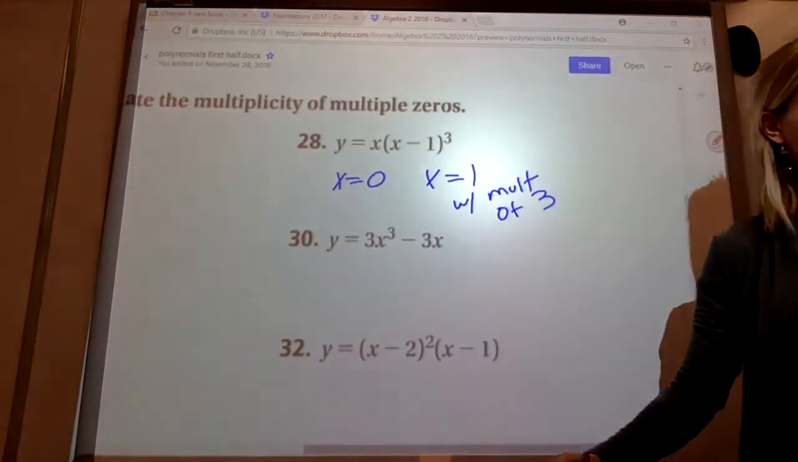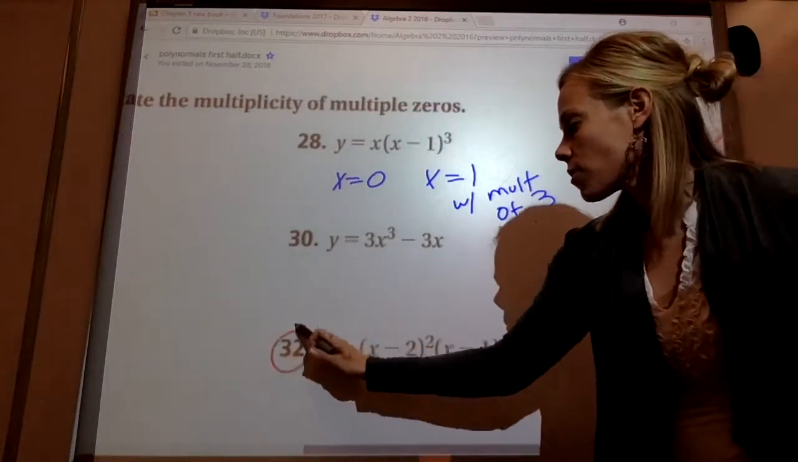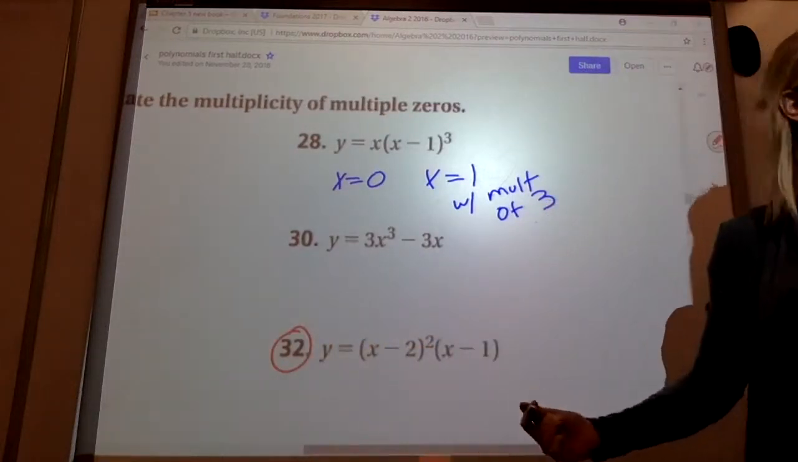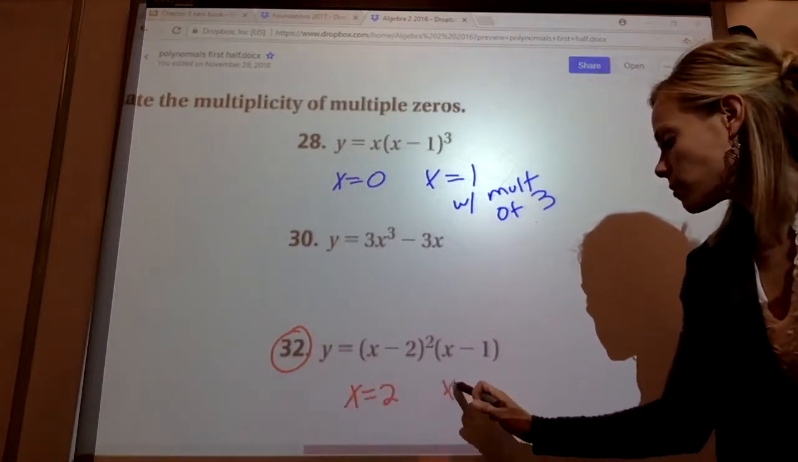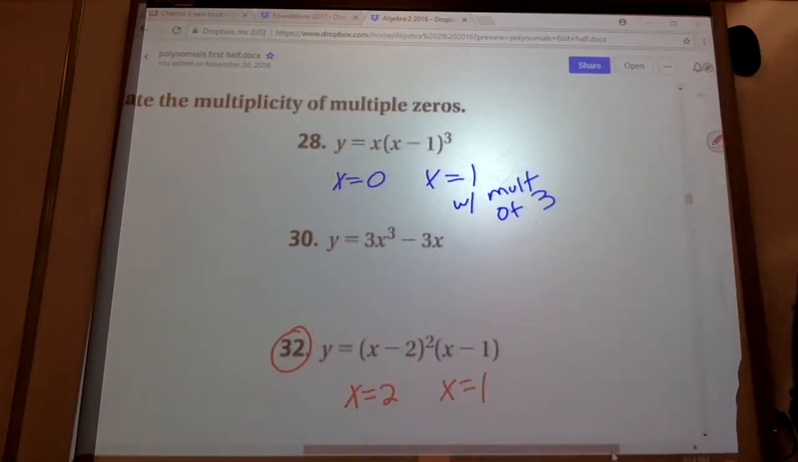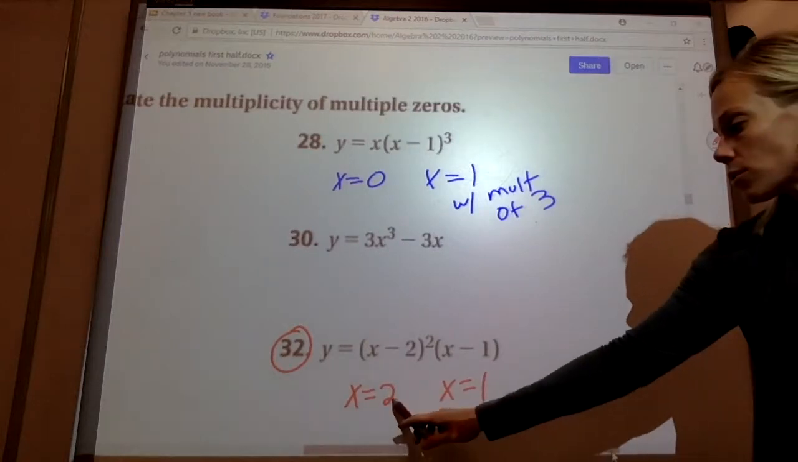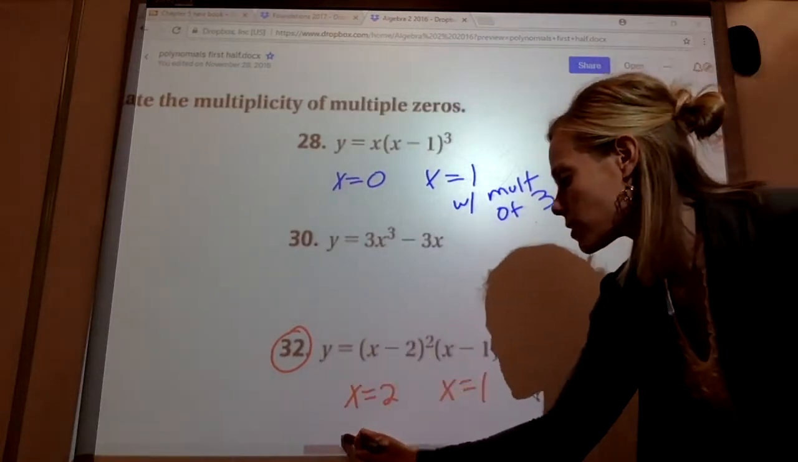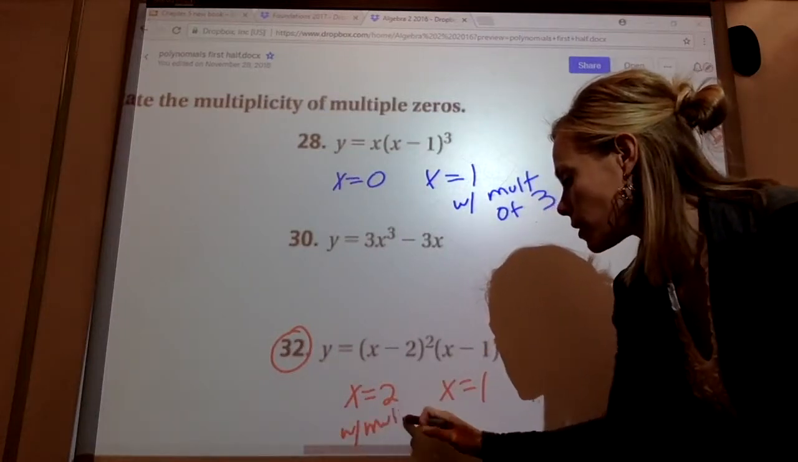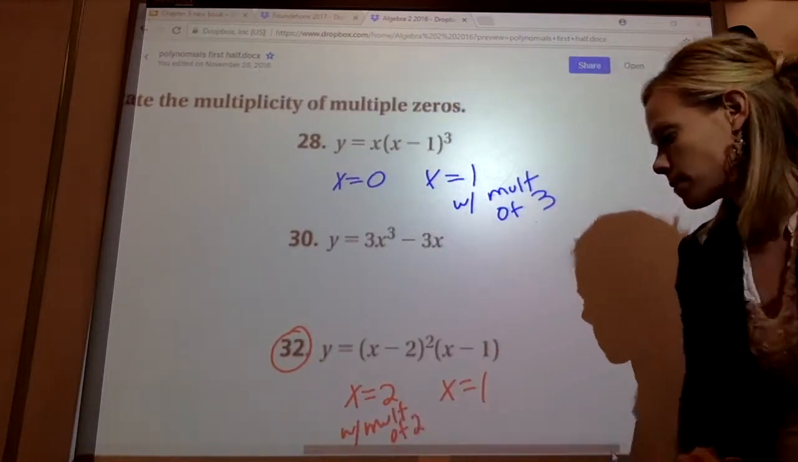Let's do one more of those and I'll show you some factoring. So look at 32 down here. What are my 2 roots? X equals 2, x equals 1. Which one has multiplicity 2? The 2, very good, because it's squared. That means x minus 2 is happening twice. So we say with multiplicity of 2. Good.